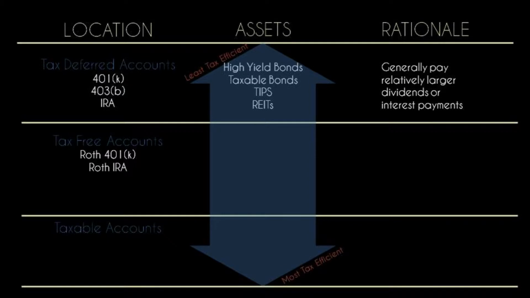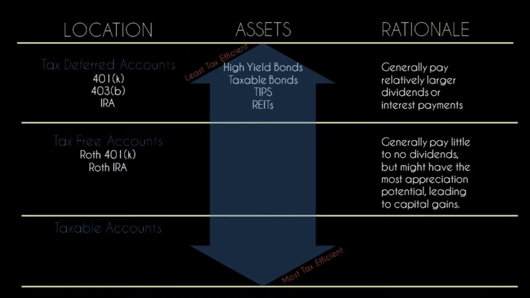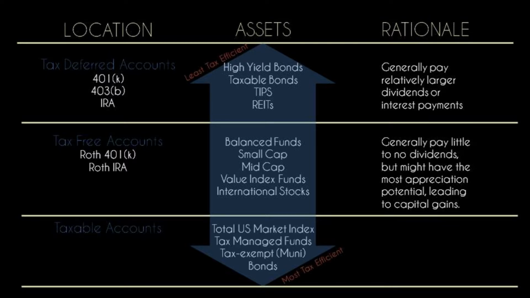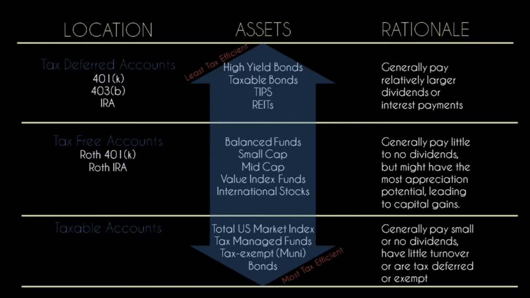In the tax-free accounts, we want to hold securities that generally pay little to no dividends, but have the most potential for appreciation, such as small and mid-cap index funds, international stocks, and value index funds. In the taxable accounts, we want to put the tax-managed funds, total U.S. index funds, and tax-exempt bonds. And these securities generally pay small or no dividends and have little turnover or are tax-deferred or exempt.